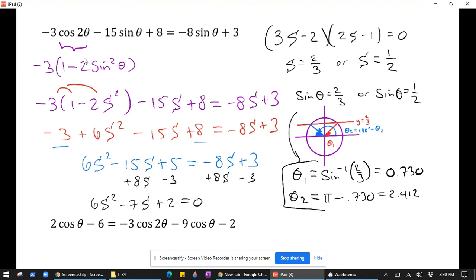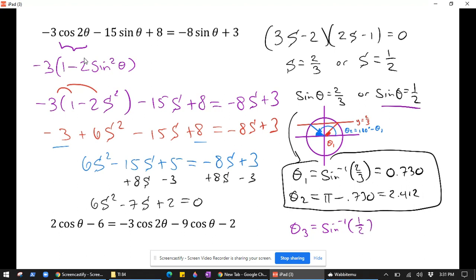Okay, there's our first two answers. The second two answers here come from sine of theta equals a half. So that means that theta 3 is sine inverse of a half, and that should strike you as one that can be done without a calculator.